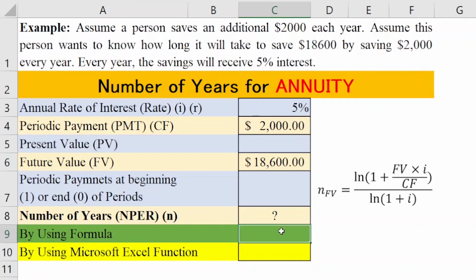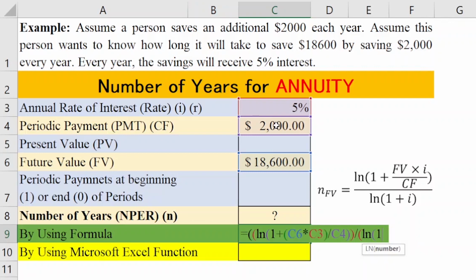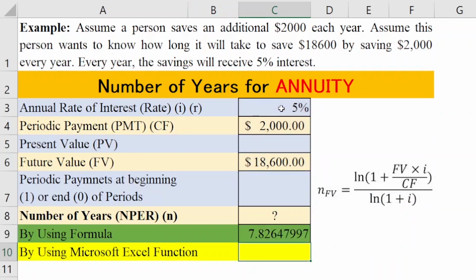Firstly, by using the formula, equal to start the parenthesis, log of start the parenthesis, 1 plus start the parenthesis, FV into interest rate, divided by cash flow, close the parenthesis, divided by start the parenthesis, log of 1 plus I, close the parenthesis and press enter. The answer is computed, that is 7.82 years.